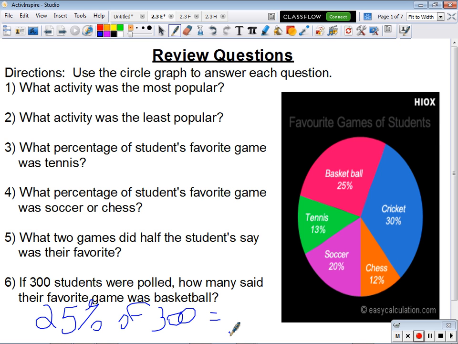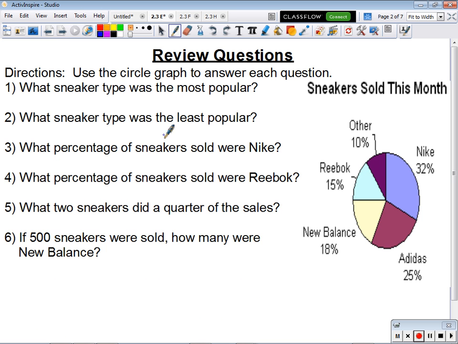So we would say that out of those 300 students, approximately 75 of them said that basketball was their favorite sport. That's one of the types of things that we did in class from yesterday. Another type of circle graph question is something very similar. This one has the sneakers that a shoe store sold in a month, based on the types of sneakers.